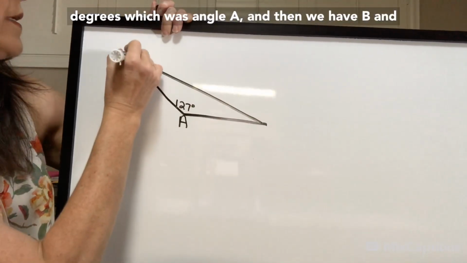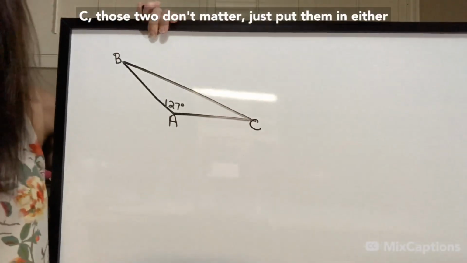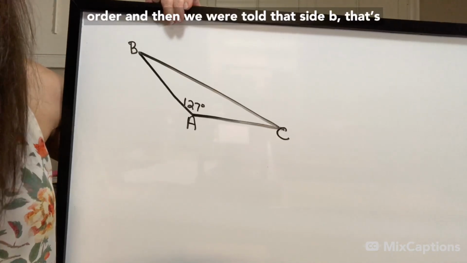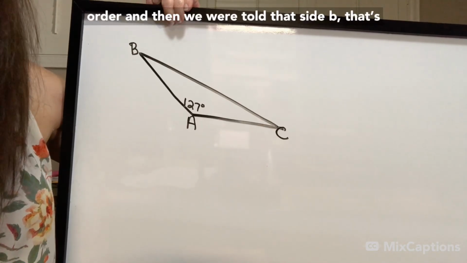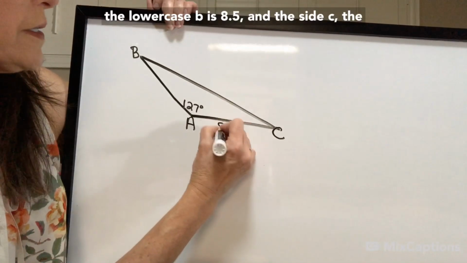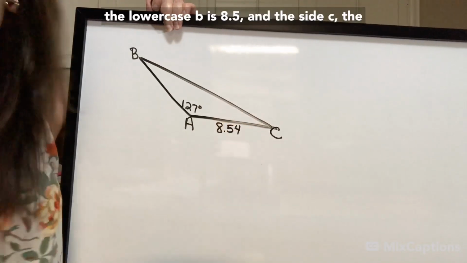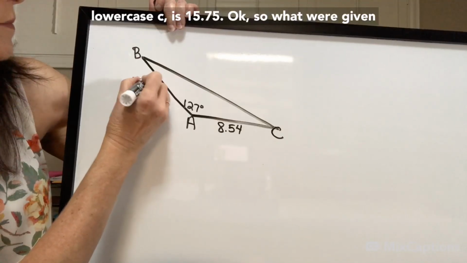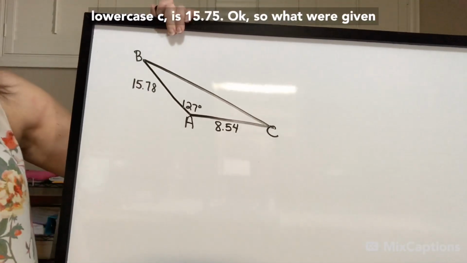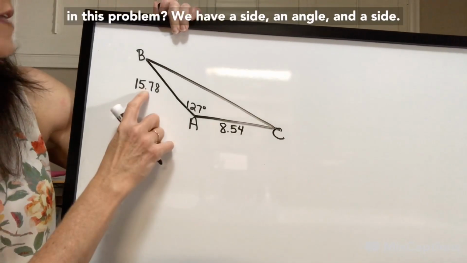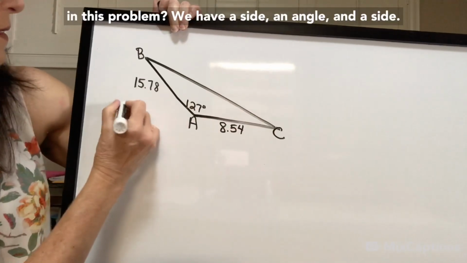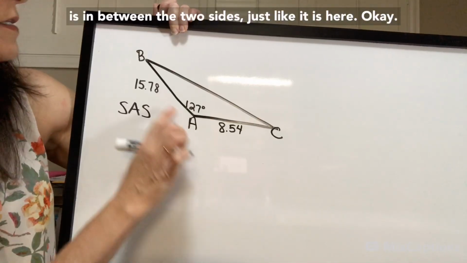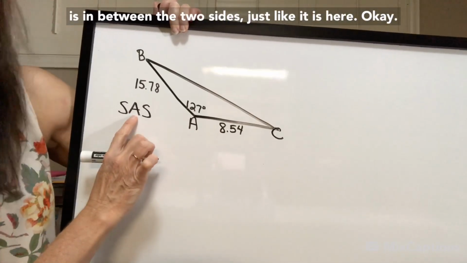And then we have B and C. Those two don't matter, just put them in either order. And then we were told that side b, the lowercase b, is 8.54, and the side c, the lowercase c, is 15.78. Okay, so what were we given in this problem? We have a side, an angle, and a side. So that's called side, angle, side. The angle is in between the two sides, just like it is here.